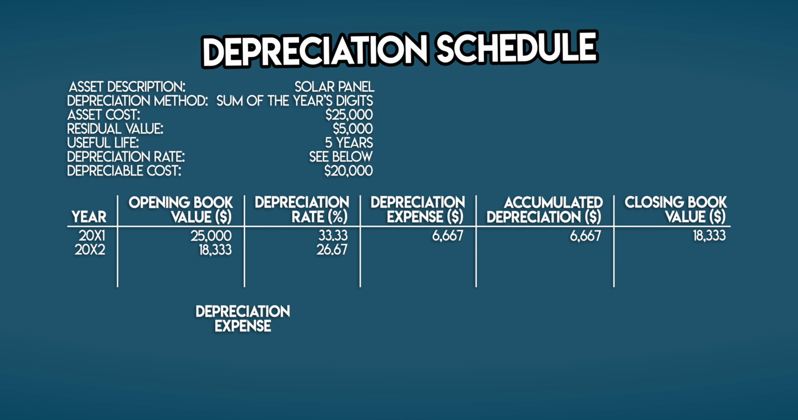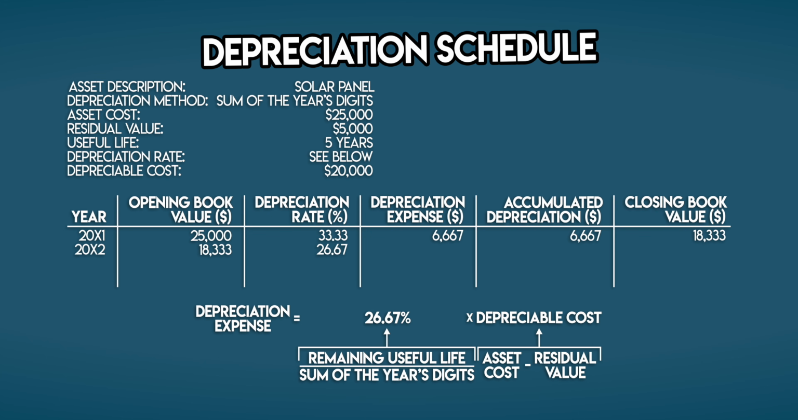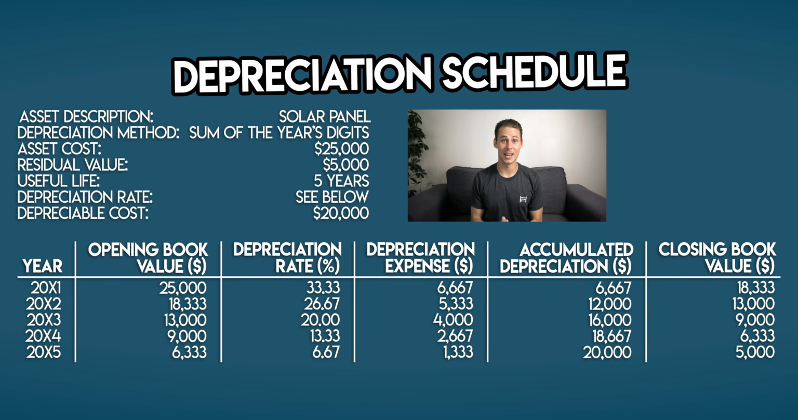26.67%. Your depreciation expense is your SYD depreciation rate multiplied by your depreciable cost. So that's 26.67% multiplied by $20,000. Which is $5,333. Accumulated depreciation is $12,000 and your closing book value is $18,333 minus $5,333, which is $13,000. Here's the completed depreciation schedule for the whole of your solar panel's useful life.